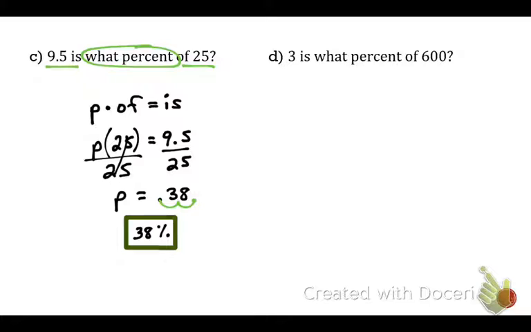Reagan, go ahead. Tell me what to circle and underline. So underline 3 is, circle what percent, and then underline of 600. Excellent. And we're using our percent equation, so what is that? P times of equals is. Good job. And you always want to write that down just because right now it's giving us good practice to remember and memorize what the percent equation is. All right, back to Reagan. So for the P, just put a P, and then the of is 600. And the is 3. Okay, how do I get the P by itself? Divided by 600.